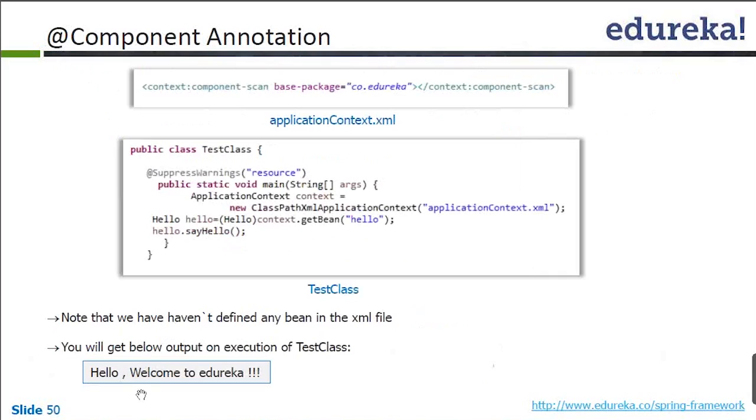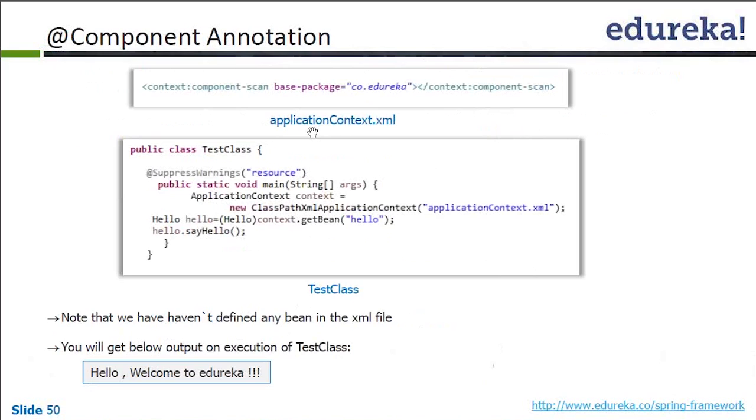Context:component-scan base-package. This is required because we need to say where to scan for the annotated components. That information we need to pass using base-package. Boss, you need to auto detect the beans under this package. The next question comes into our mind. What if there are multiple packages where auto detection has to be done? Then use comma separated packages: co.package1, co.package2, co.package3. Like that you need to specify here.